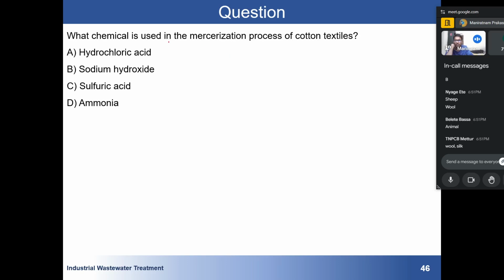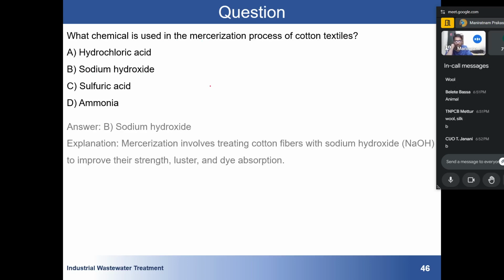Which chemical is used in mercerization? We have already seen this. Yes, sodium hydroxide. This was an easy question. It involves treating cotton fibers with sodium hydroxide to improve their strength, luster, and dye adsorption. Okay.